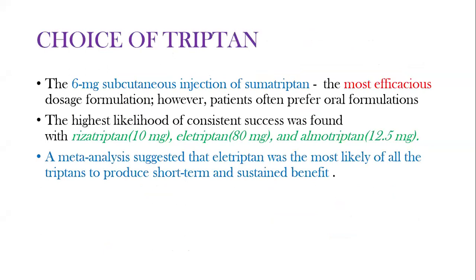Choice of triptan depends on the situation, and all the drugs are equally efficacious. One school of thought says sumatriptan 6 mg is almost equivalent to rizatriptan 10 mg, eletriptan 80 mg, and almotriptan 12.5 mg. A meta-analysis suggested that eletriptan was the most efficacious drug among all triptans. So routinely what we use is sumatriptan, rizatriptan, and eletriptan along with zolmitriptan.